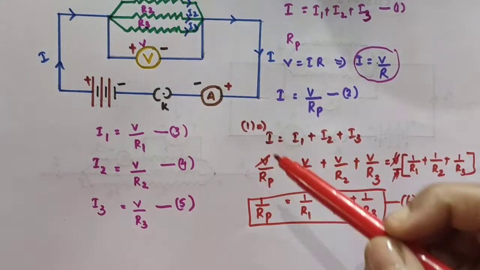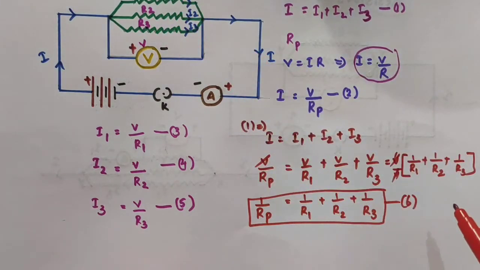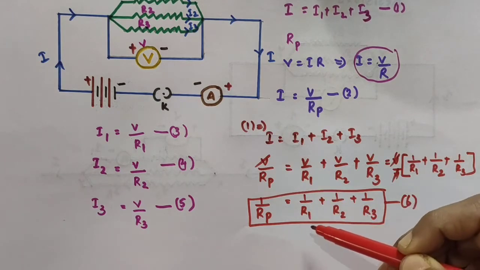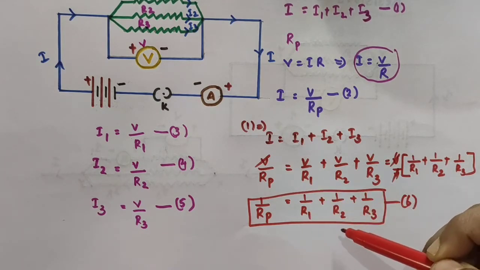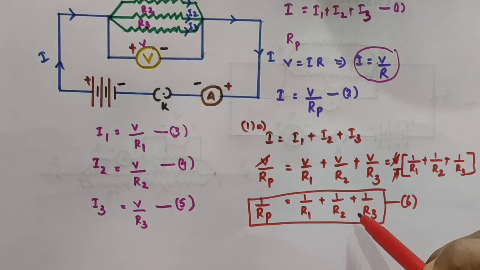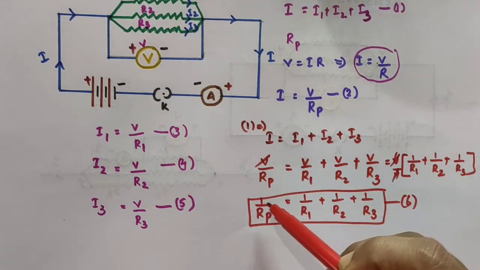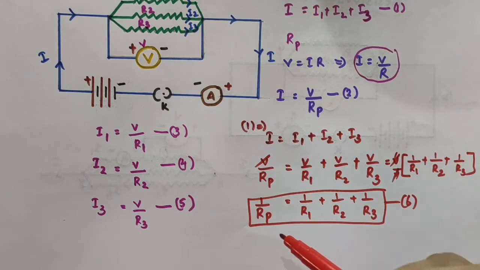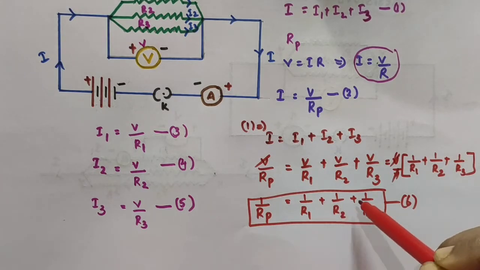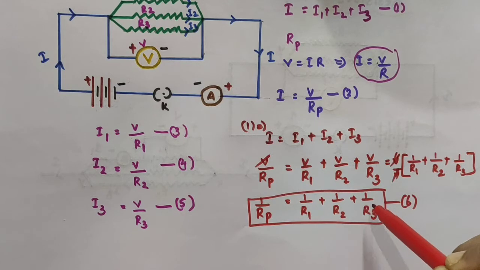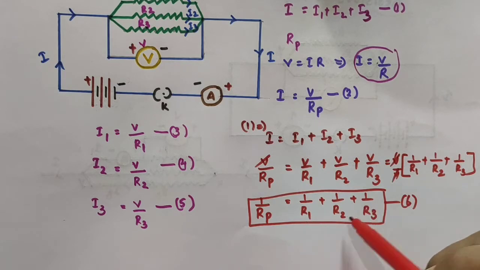Each resistor had a resistance R1, R2, R3 like that, no? So the reciprocal of R1 is 1 by R1. Reciprocal of R2 is 1 by R2. Then we are taking the sum. So we can say that the reciprocal of the equivalent resistance of a group of resistances joined in parallel is equal to the sum of the reciprocals of the individual resistances.